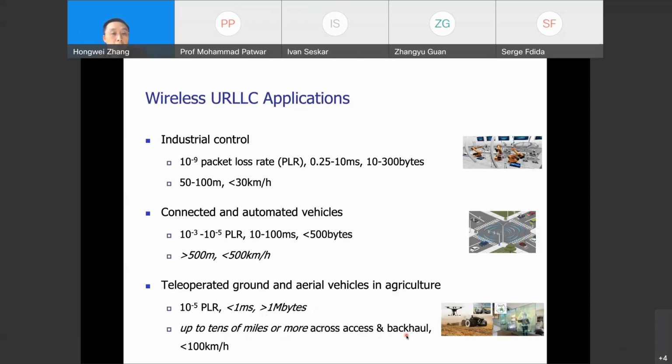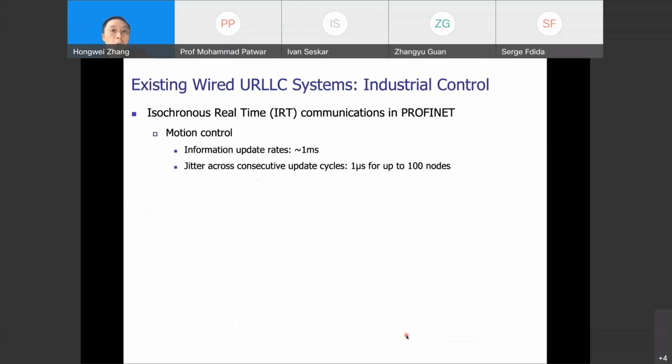So hopefully this gives you a sense of the type of requirements and communication use cases. As far as URLLC as a commercial service is concerned, it's not there yet. There has been a lot of research recently. And if we try to look at how that future may look, we can look back and see what existing systems and solutions may have been adopted, not necessarily in the wireless setting, but in the more traditional wired networks.